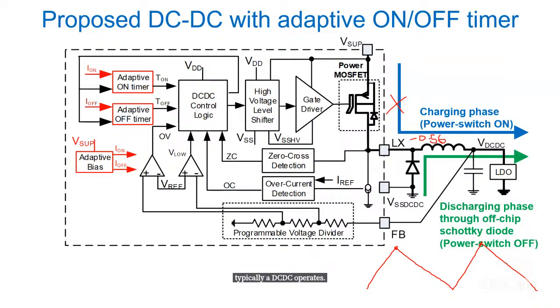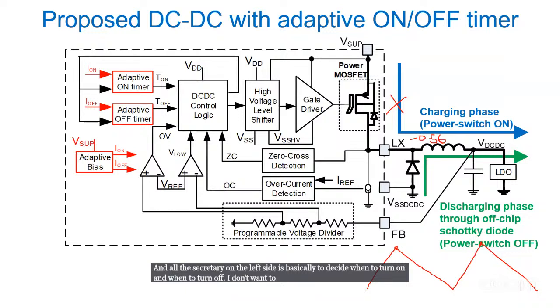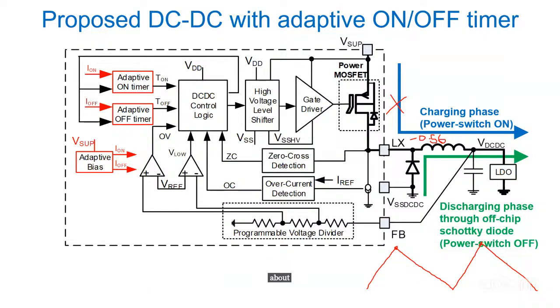And all the circuitry on the left side is basically to decide when to turn on and when to turn off. I don't want to go into detail of this, but the whole concept of DC-DC is to understand when to turn on the transistor and when to turn off the transistor. And you need to do it reliably. There is a feedback circuit here. You have to do it reliably.